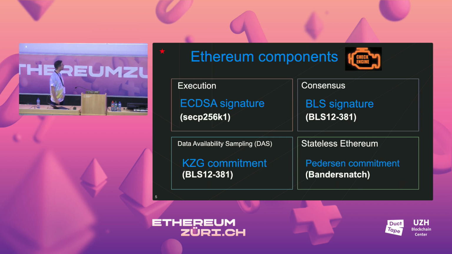Again, which kinds of elliptic curves are behind these technologies? Behind ECDSA, we have one elliptic curve called secp256k1, and again, it's the same that Bitcoin uses. And behind BLS, in the consensus and data availability sampling, we have another pairing-friendly curve. No worries if you don't know what it means, but it's called BLS12-381. And behind stateless Ethereum, there's another curve that I made with another collaborator. It's called Bandersnatch. Well, it will not last long, unfortunately.